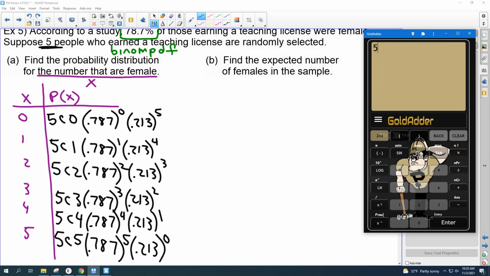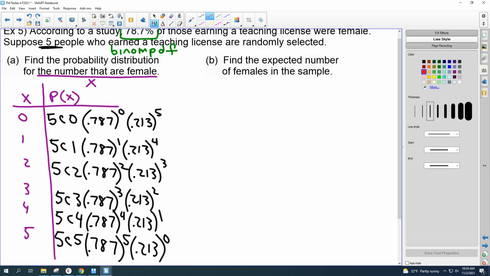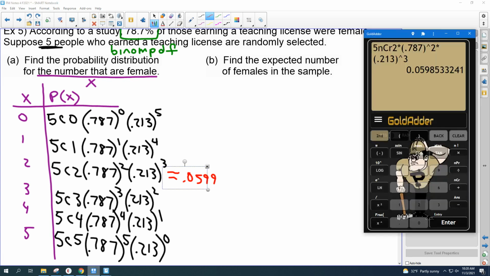So let's say I do 5 choose 2 times 0.787 squared times 0.213 to the third. So 0.0599, that's the third one. So I just did the third one, 0.0599. However, you need to be able to enter those in. I went out of order just because I wanted to type one in, but type them all in.